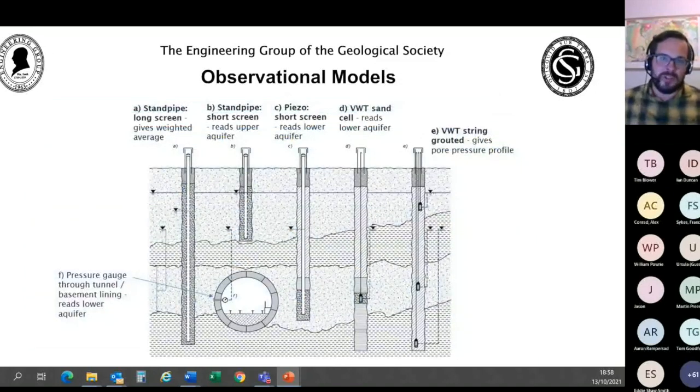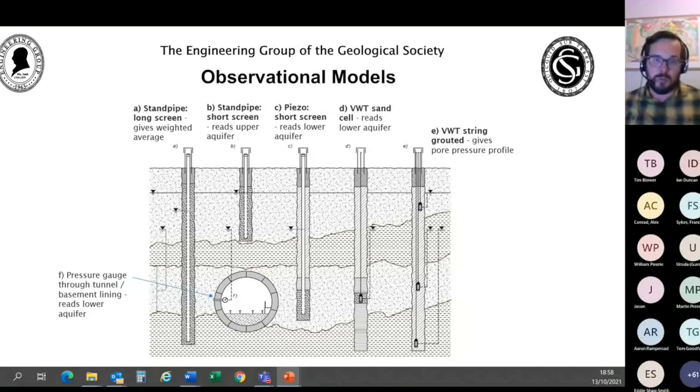So, for example, the design of monitoring points is really important as this influences the data that's collected, which may represent different aspects of the hydrogeology. Long standpipes with long screens, shown on the diagram as A, will record average water levels across multiple strata, whereas short screen standpipes, shown as B, or piezometers, shown as C, can be used to target discrete horizons, as can vibrating wire transducers, either installed in sand stills, as shown in D, to provide a direct hydraulic connection with a specific strata, or grouted in a borehole with multiple monitoring horizons, as shown in E.